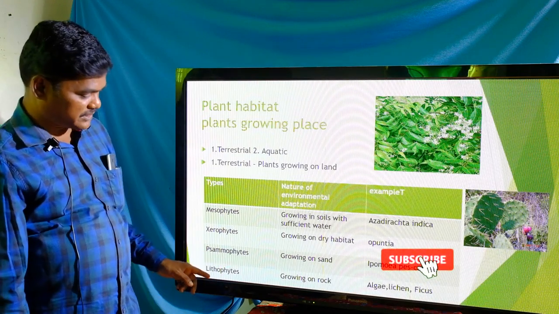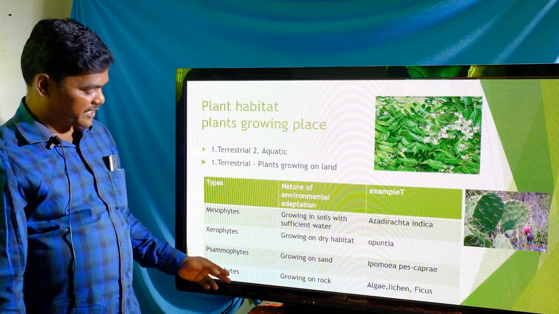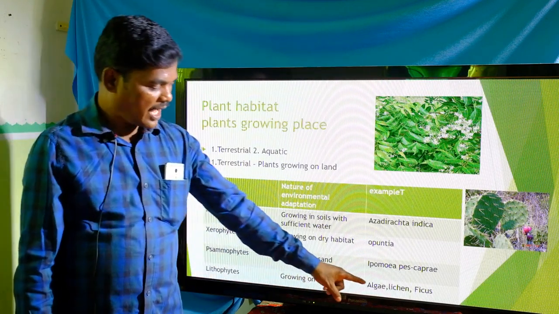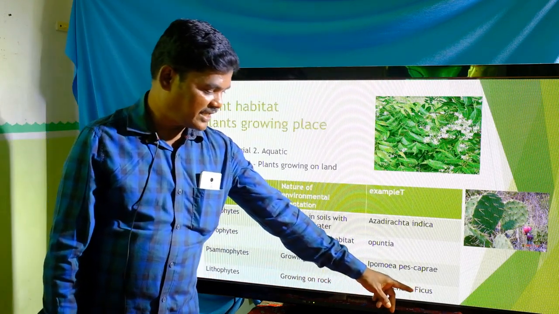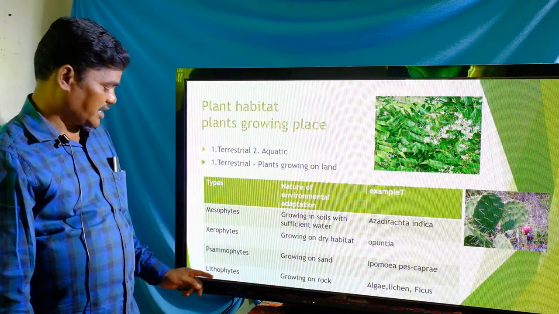lithophyte. Litho means growing on a rock. Litho means rock. Phyte means plant. So examples are algae, lichen, ficus. So these are all examples of lithophytes.